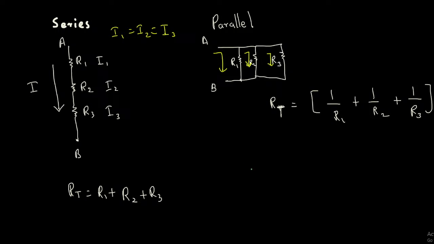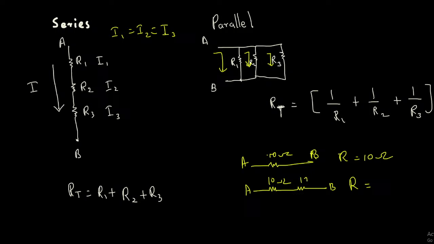Okay, so let's look at some examples. Let's say here we have a resistance from point A to point B. R is equal to 10 ohm resistance. We can increase the resistance by adding them in series. So to increase the resistance, we just put them in series. If we have 10 ohm, 10 ohm, then the total resistance between point A and point B is going to be 20 ohm resistance.